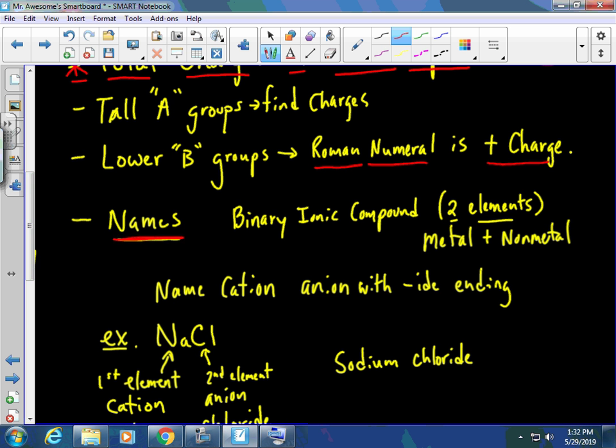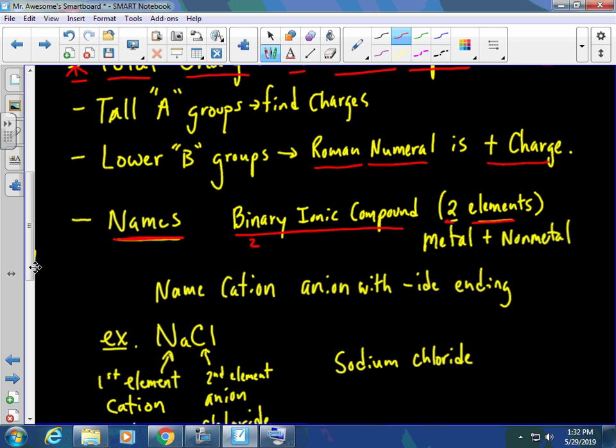The first one, the simplest, is if we have a binary ionic compound. Binary just means two. Okay, so it just has two elements. And those two elements, like I said earlier, are going to be a cation and an anion, which means a metal and a nonmetal. We always list the cation first, the metal.